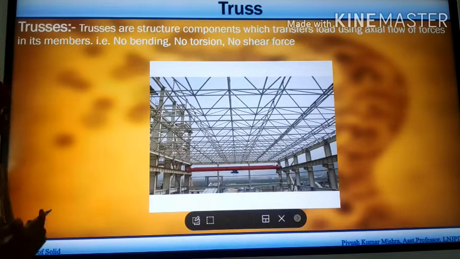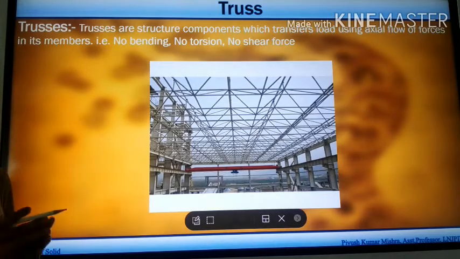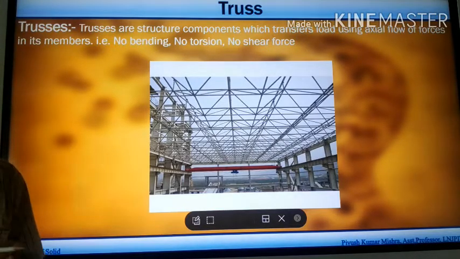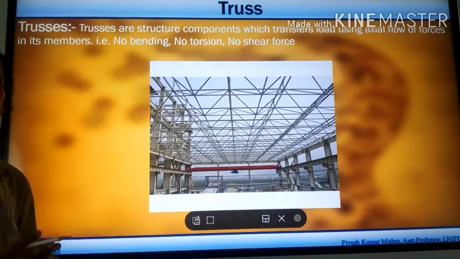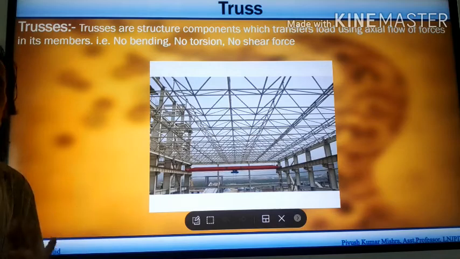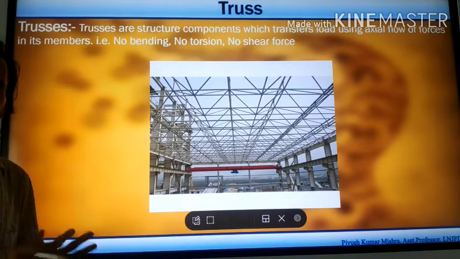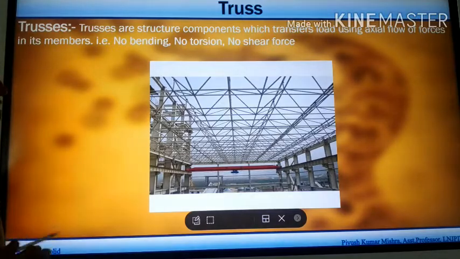Trusses are basically in your subject. Trusses are in two modules, the first module and the other part in another module. So what we are going to do is cover both portions in one place. We will cover the whole truss here itself. Okay, so let us start.